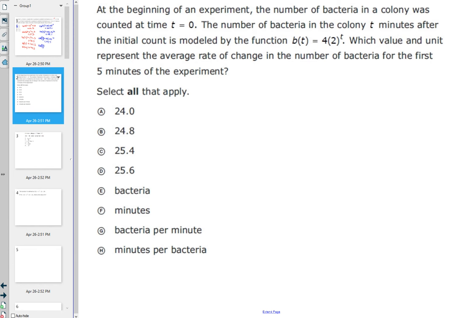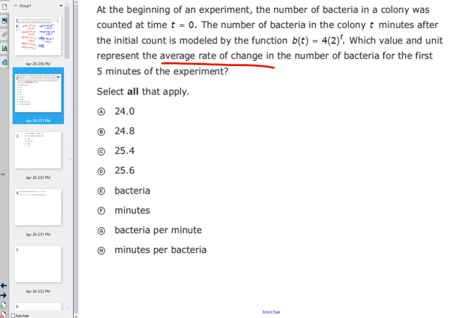At the beginning of an experiment, the number of bacteria in a colony was counted at time t. The number of bacteria in the colony t minutes after the initial count is modeled. Okay, so they already modeled it for you. Which value and unit represent an average rate of change? What does average rate of change mean? It's the same thing as slope, in the number of bacteria for the first 5 minutes of the experiment.